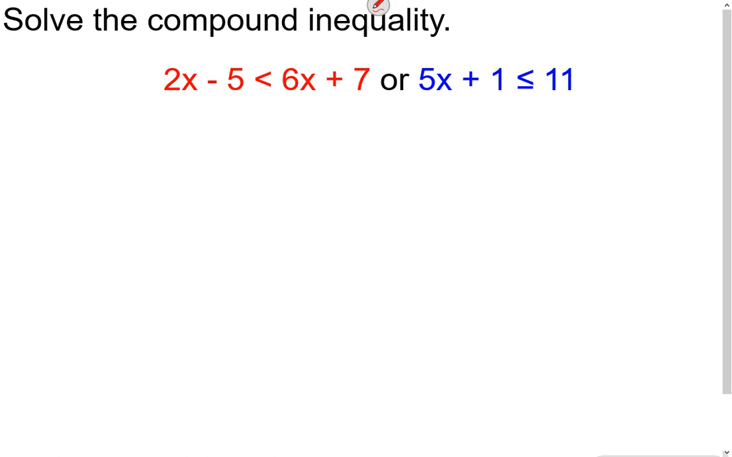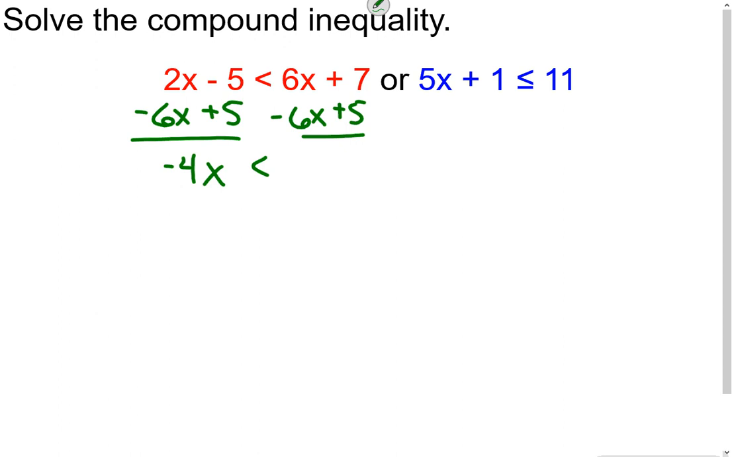Now, what I would do is I like to have my variables on the left side, so I'm going to subtract 6x from both sides. And since my x's are all going to be on the left, I need my constants on the right. I'm going to add the 5 to both sides at the same time. And now I'm left with negative 4x is less than 12. And then I continue on, and I'm going to divide both sides by negative 4. Now remember, when we divide by a negative, we have to flip the sign, and we have x is greater than negative 3.